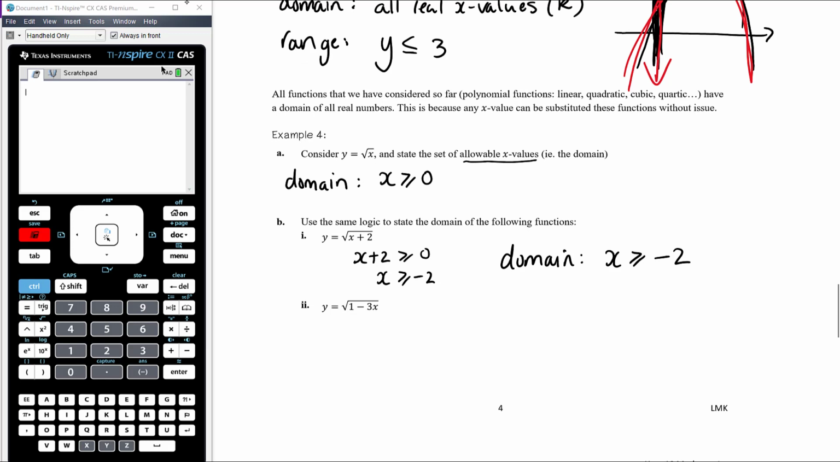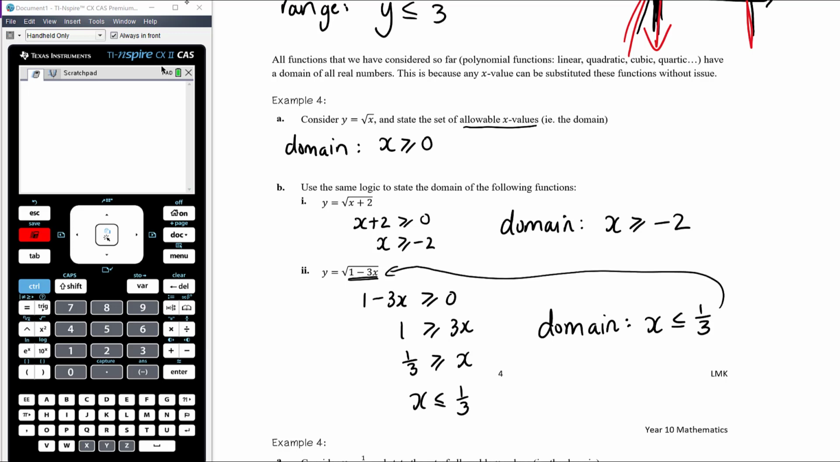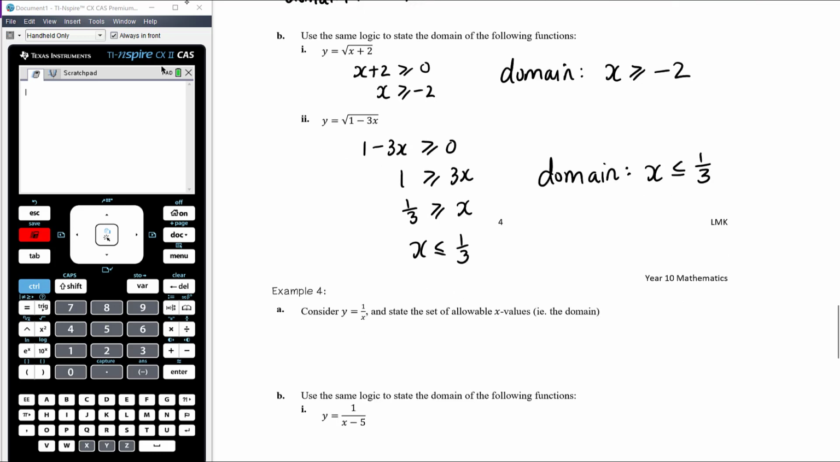Same logic here. The thing under the square root, 1 minus 3x, has to be bigger than or equal to 0 so that we can take the square root of it. So 1 has to be bigger than or equal to 3x. I'm just solving for x now, dividing both sides by 3. And so what we're seeing here is that x has to be smaller than or equal to 1/3 in order for this function to exist. And so the domain is where x is less than or equal to 1/3. If you sub in any number that is bigger than 1/3, you'll be trying to square root a negative value and you'll have problems. All right, let's have a look at one more example.